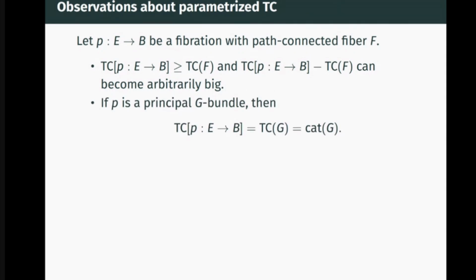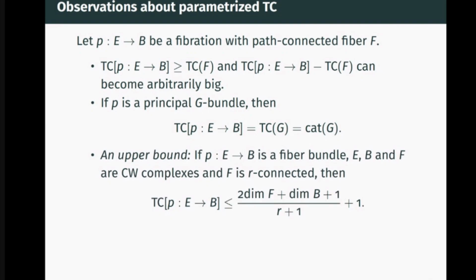Then there is a situation where we have the opposite, where they will coincide. If we have a principal G-bundle, then the TC of the fibration is just the TC of the fiber G. And as we've seen before, this is simply the Lusternik-Schnirelmann category of G. So this would be the other extreme. Here parameter dependence doesn't damage it.